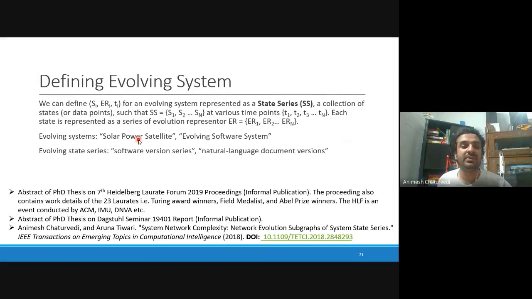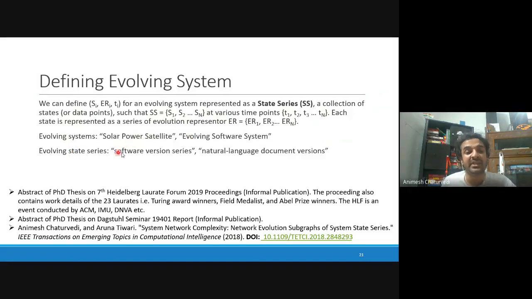It was initially defined by someone; various solar power satellites could evolve with different states, and this could have different impacts on the solar power satellites. Similarly, we can see the evolving software system. In software engineering, there are also some definitions like this, with various states and various versions of some software that keeps on evolving with time. So you can define it accordingly.